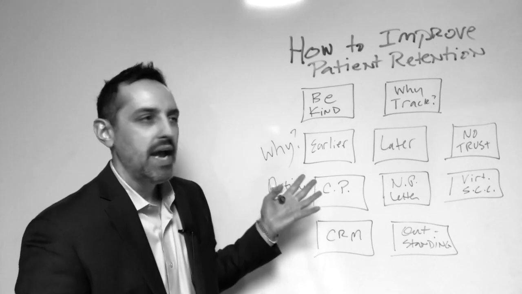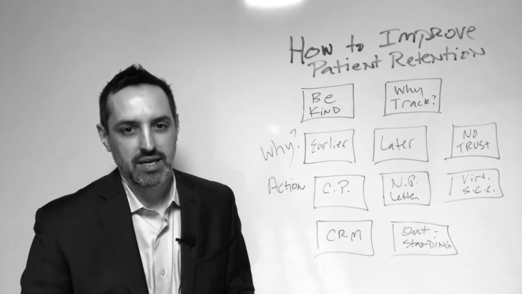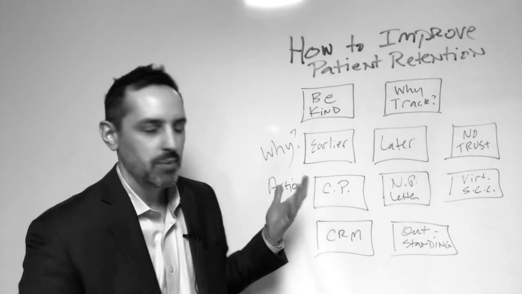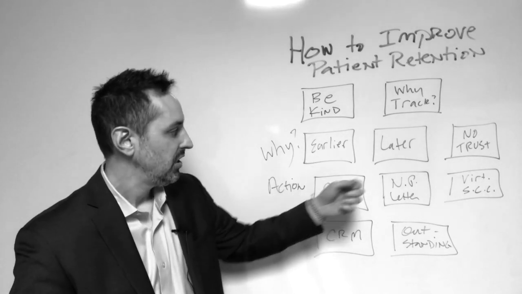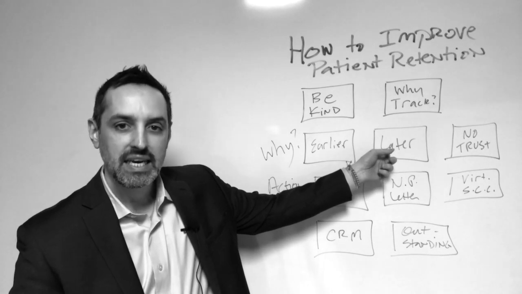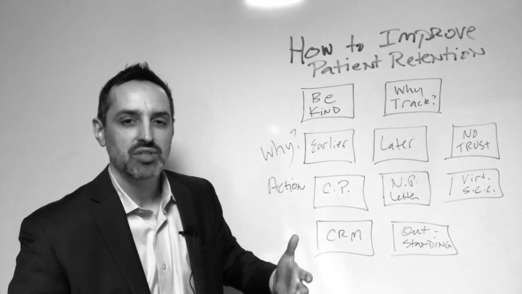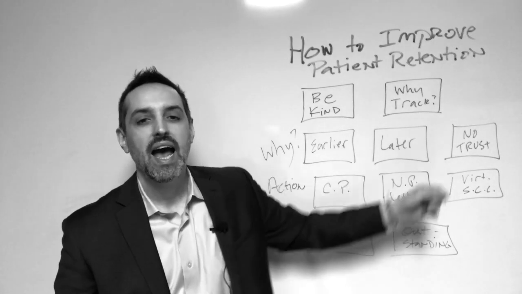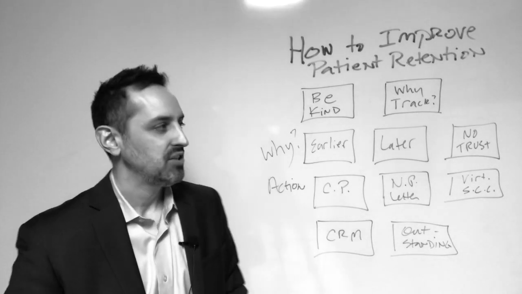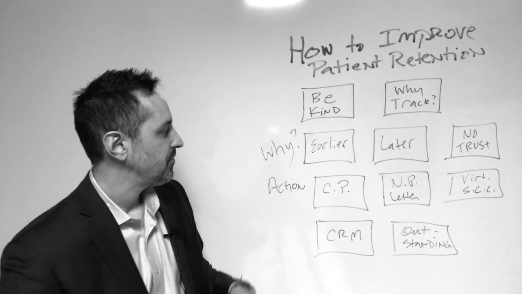But next, why would someone drop out of care? I think there are probably three main reasons. Either they got better earlier than expected, good. They're not getting the results as quickly as expected, not good. Or they don't really have trust in you. Okay, so let's dive into each one of those individually.